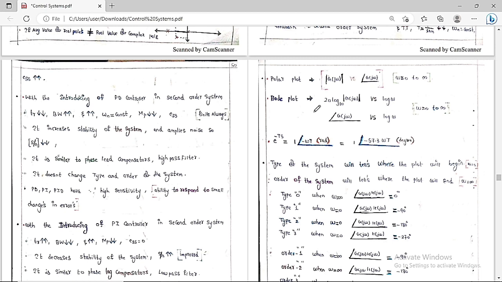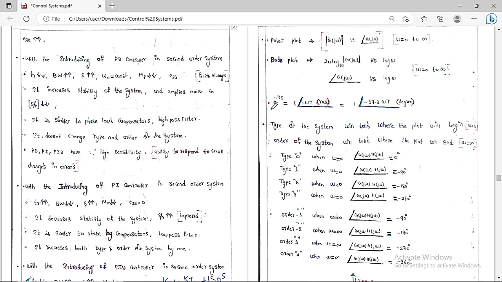So in the case of the Bode plot we have two plots: the magnitude plot and the phase angle plot. The magnitude plot we calculate in terms of dB, so 20 log of mod of G(j omega)H(j omega) with base 10 versus log of omega with base 10, and the phase angle plot is the phase angle of G(s)H(s) versus log omega with base 10, when omega is varying from 0 to infinity.